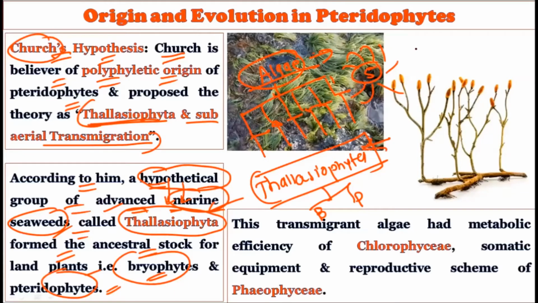That is, there is one group which shows the characteristics of the algae plus the Bryophytes plus the Pteridophytes. Okay, and this group later gave rise to the Bryophytes and the Pteridophytes. This is according to the Church hypothesis.